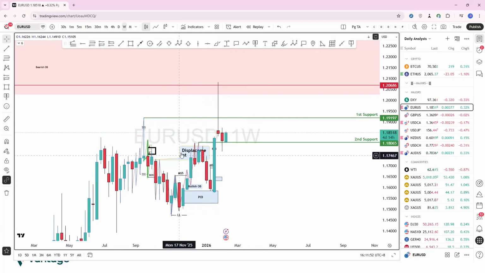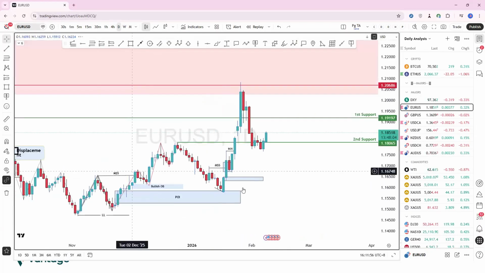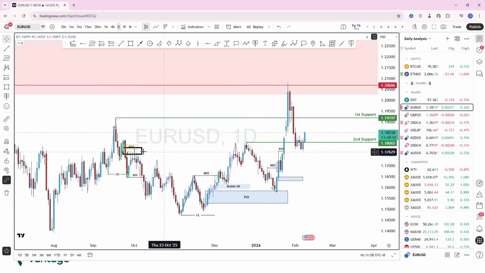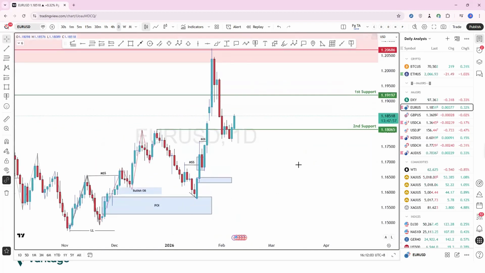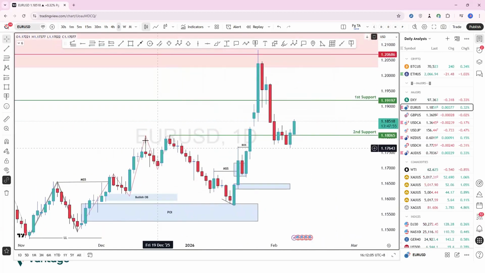Okay, I think this is my ICT. So I'm going to remove that later. No idea here. D1 time frame. Okay, this was the resistance.